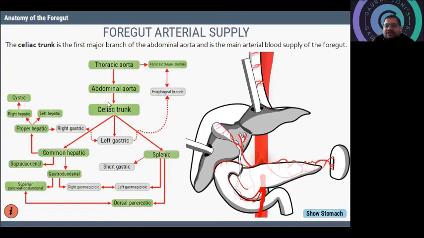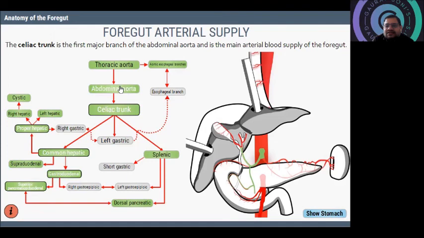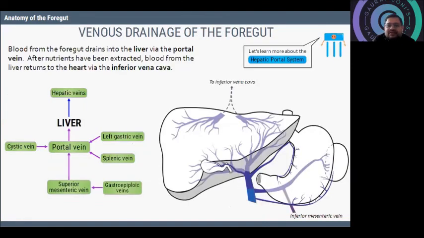Like if you see the spleen: this is the celiac trunk, then it goes to the common hepatic, and the splenic will go to the spleen side, then the gastroduodenal. Supraduodenal, as the name suggests, is a branch of the proper hepatic. This is the abdominal aorta, and this is the thoracic aorta, and the dorsal pancreatic is there. Now venous drainage: you can see the blood from the foregut drains into the liver via the portal vein, which is very important.